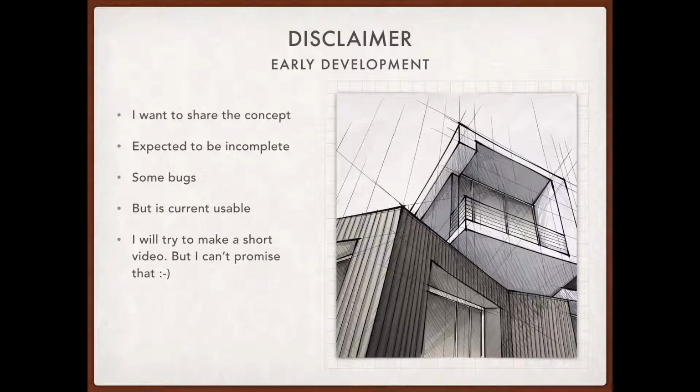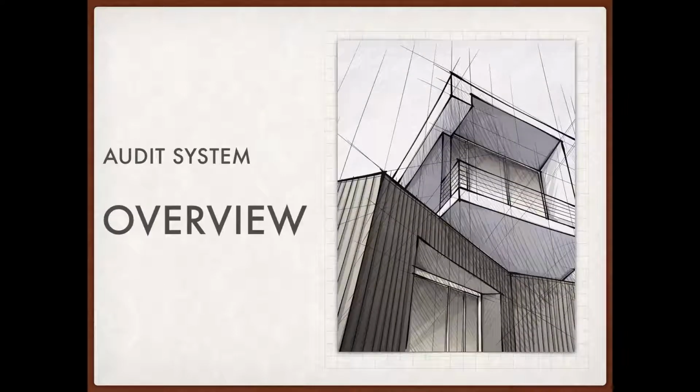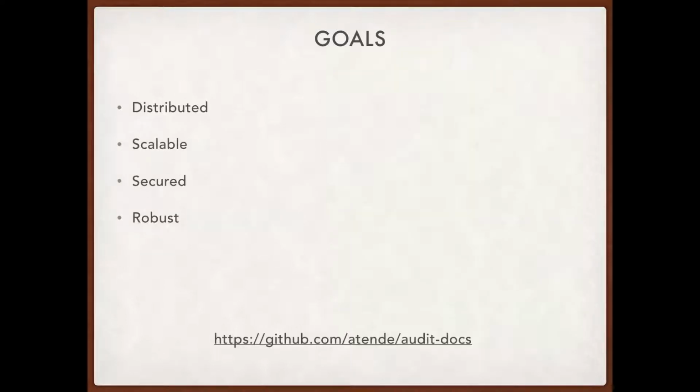And I will try to make a short video, but I can't promise that for you. And the goals, let's start with an overview of the system. The goal of the system is to be distributed, and that means that the parts of the system are not coupled with each other. You can change the parts and scale the parts independently.